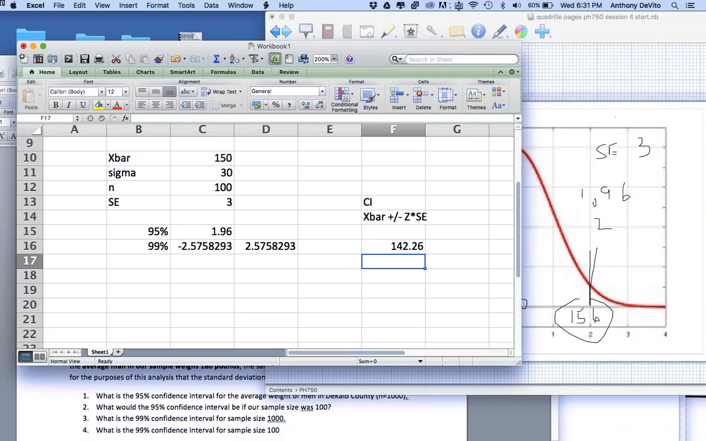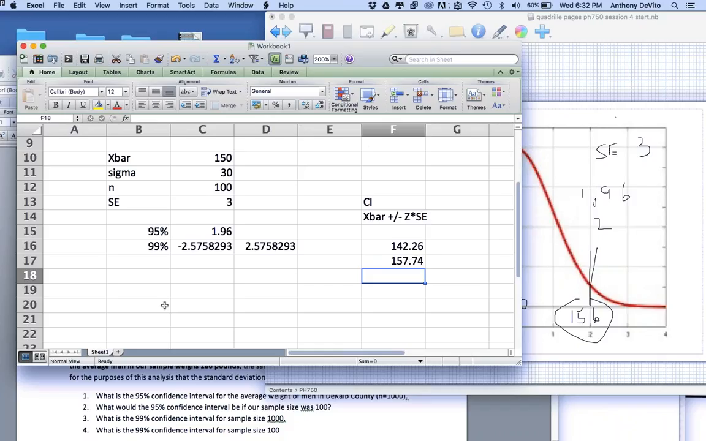And my upper limit is going to be x bar, 150, plus 2.58 times 3, which is equal to about 157.74. So our confidence interval, which before was, I think, 144 to 156, something like that, is now a little bit wider. So now we're 99% certain the true population mean is between these two numbers.